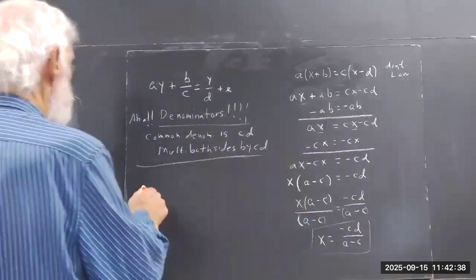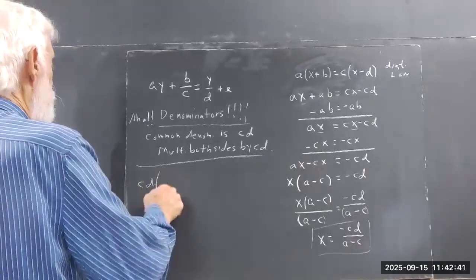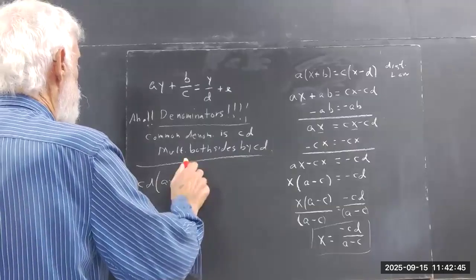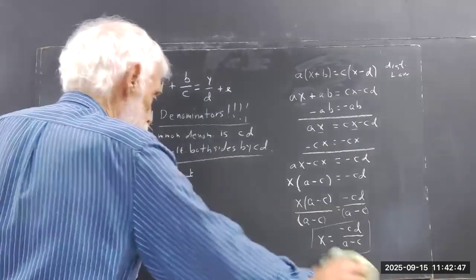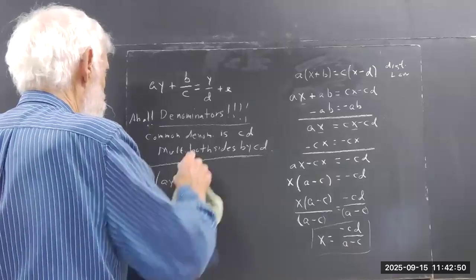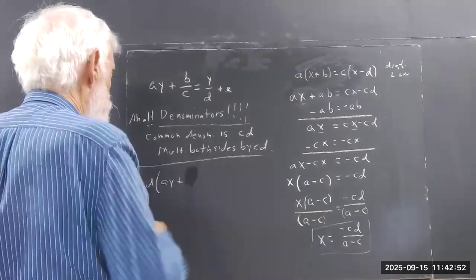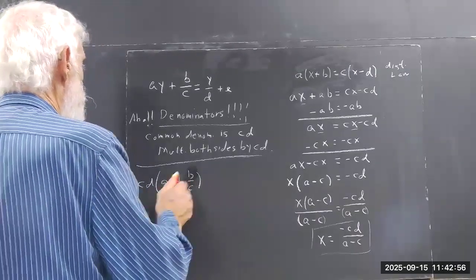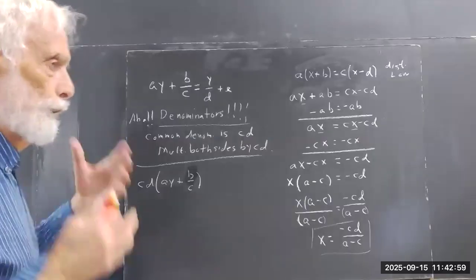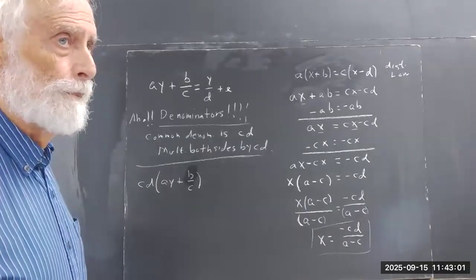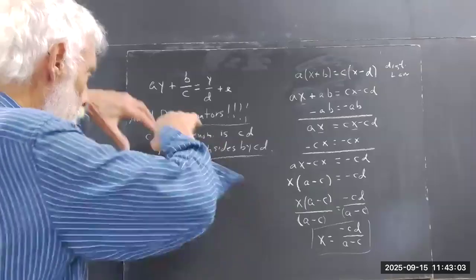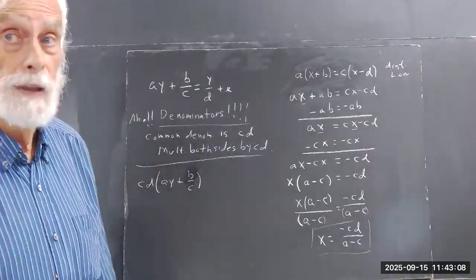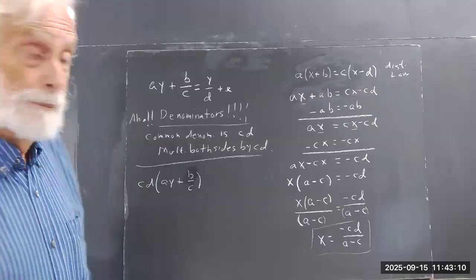Multiply both sides by CD. You get CD multiplied by (AY plus B over C) plus V over C, multiplying the CD by the whole thing. It's not coming out right. And when you multiply both sides by something, you simply write down what you're multiplying, put some parentheses, and copy down the whole side. You don't shortcut anything. Okay?